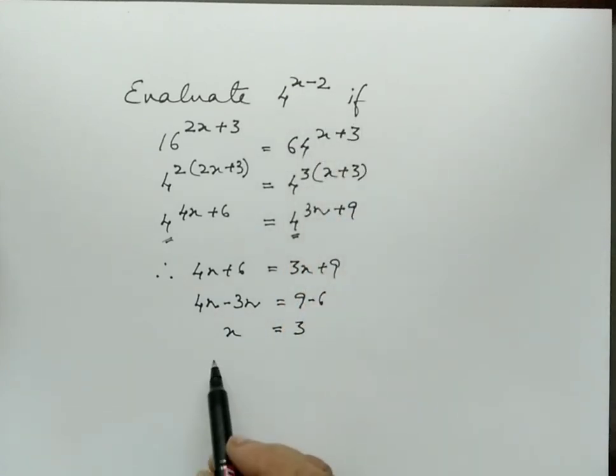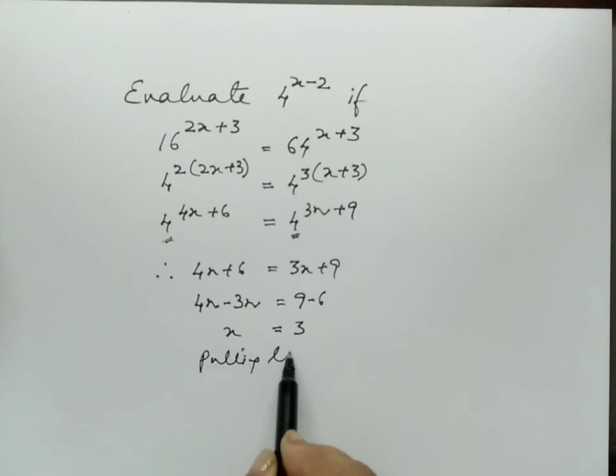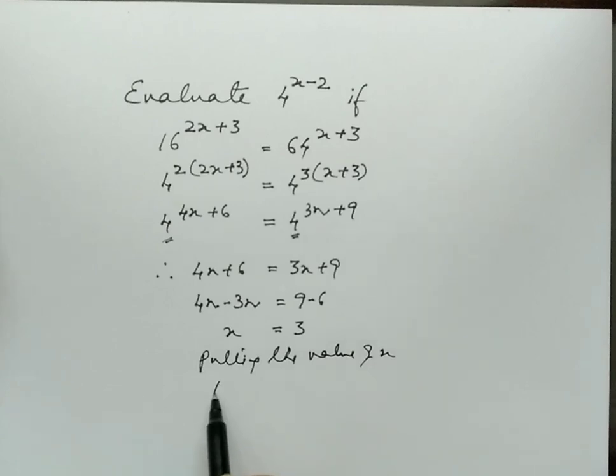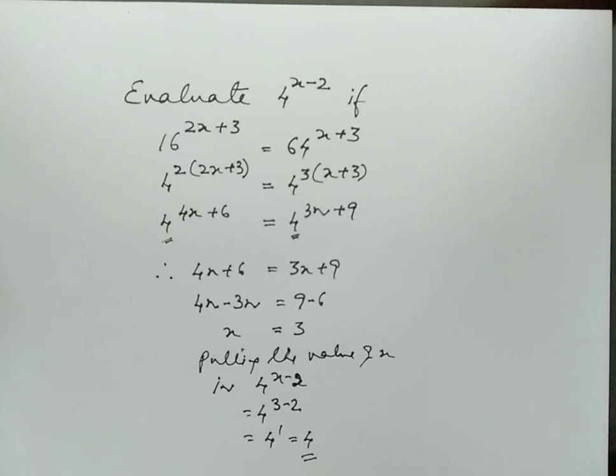So putting the value of x in 4 to the power x minus 2, we get 4 to the power 3 minus 2, or 4 to the power 1, which is equal to 4. So this is our answer and this is as simple as this.